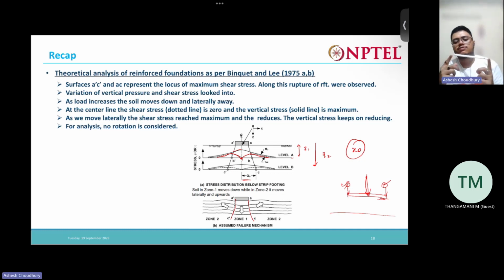There is a tendency for the footing to rotate, but Pinkerton, for simplification, did not consider this rotation. They just considered the downward movement. The soil at the central zone will come down, and the other portion will move laterally outwards. So they did not consider the rotation of the foundation. But practically, what we can say from experiments is that some rotation actually does occur.